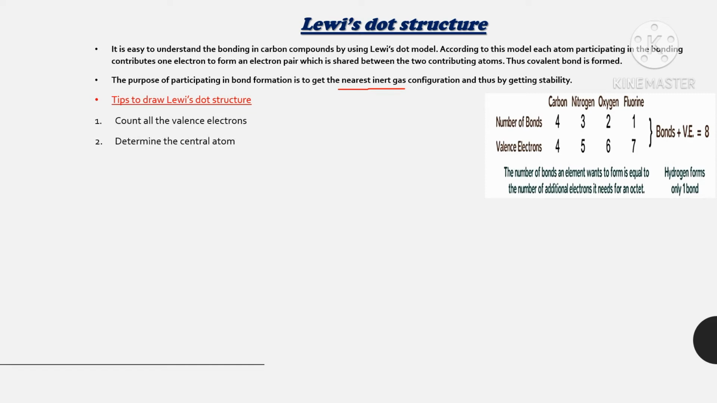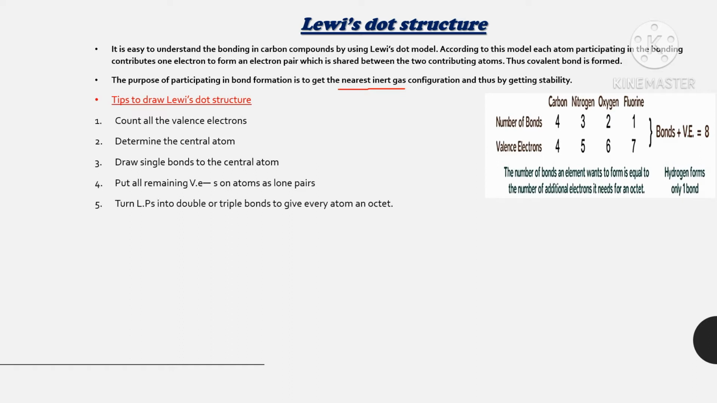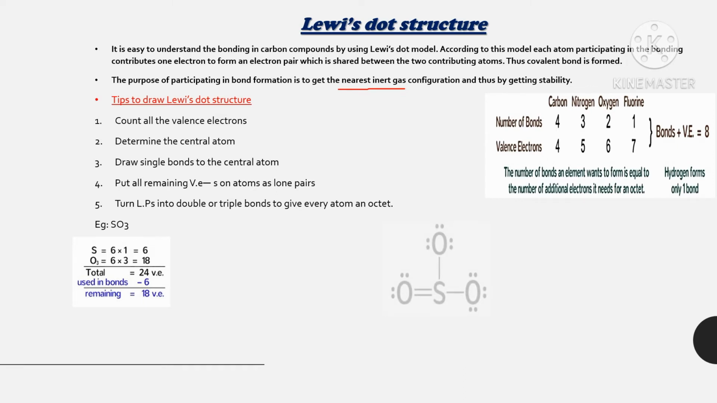To draw a Lewis dot structure, you must follow these 5 steps. First, count all the valency electrons. Second, determine the central atom. Third, draw single bonds to the central atom. Fourth, put all remaining valency electrons on atoms as lone pairs. Fifth, turn lone pairs into double or triple bonds to give every atom an octet.